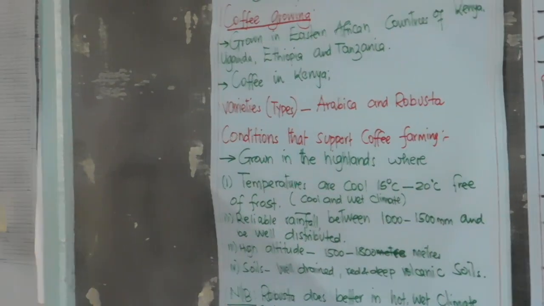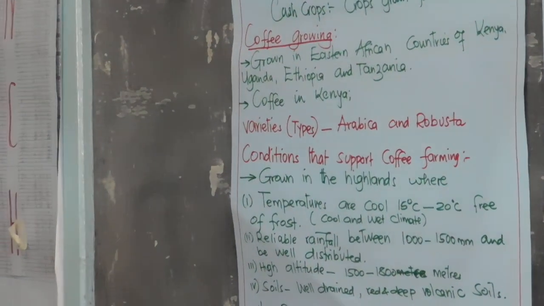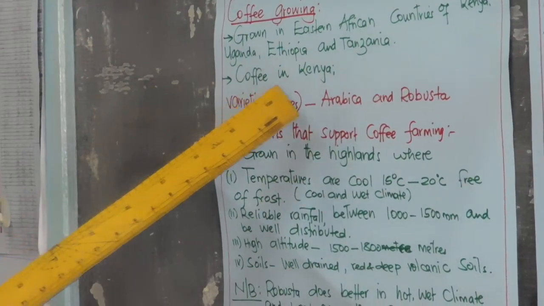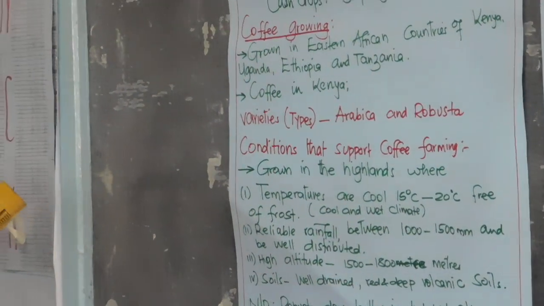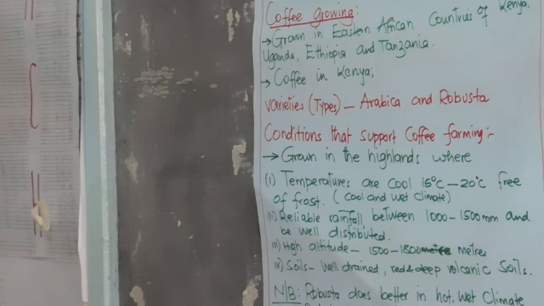If you go to those two countries, you're going to find two common types. The varieties include Arabica coffee and Robusta coffee. But what makes it possible to grow Arabica and Robusta here in Kenya and not in Sudan or Somalia, the other Eastern African countries? That gives rise to what we call the conditions that support coffee growing. What conditions do we require?